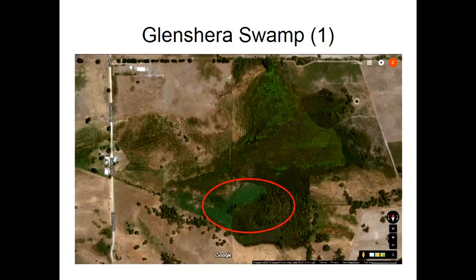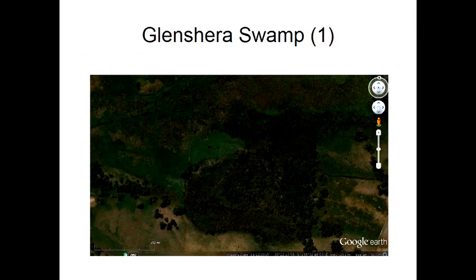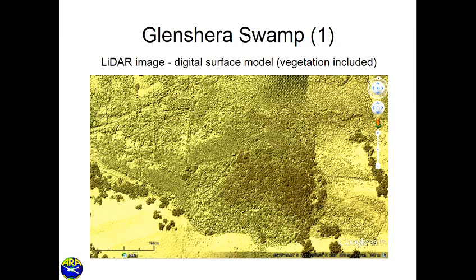Look at the Glenshera Swamp. Again, a Google Earth image. You don't see much. You can see that there is some larger vegetation here, smaller vegetation here, the swamp area. If we look into more detail, you can see more details, but you still can't see much. This is the LIDAR image of it. So this is not zoomed in as far as you can, but it shows you the same structure you could just see on the Google Earth image in detail.